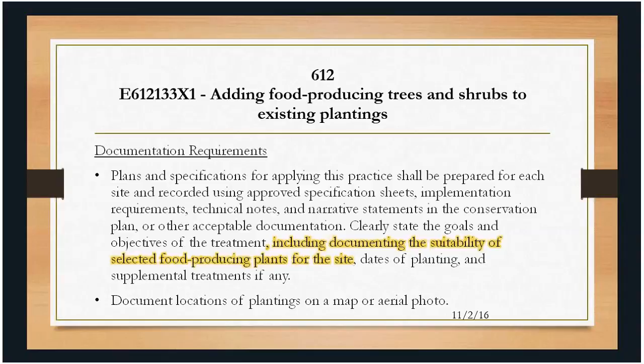The documentation requirements for this are pretty basic as far as tree and shrub planting goes, but the one additional thing I could see was you need to document the suitability of the selected food producing plants for the site.